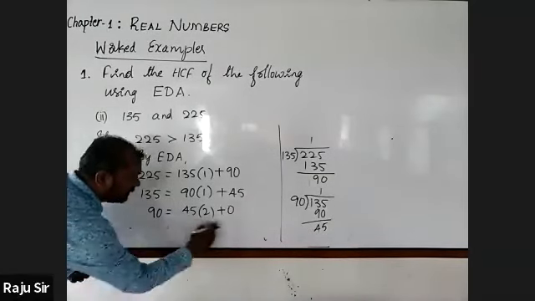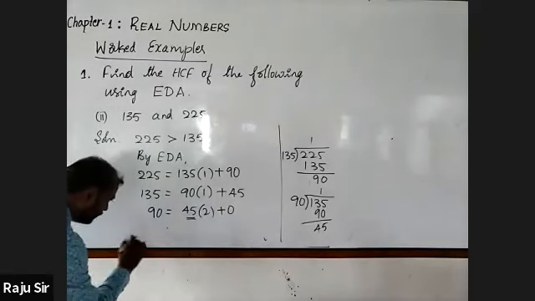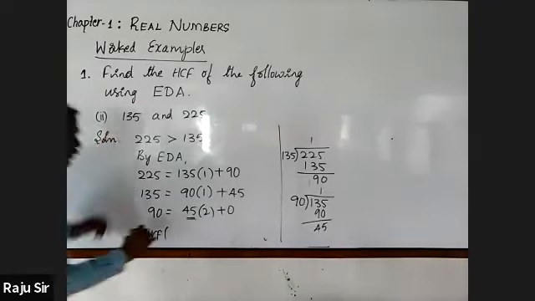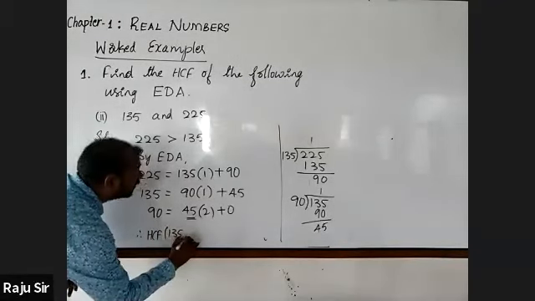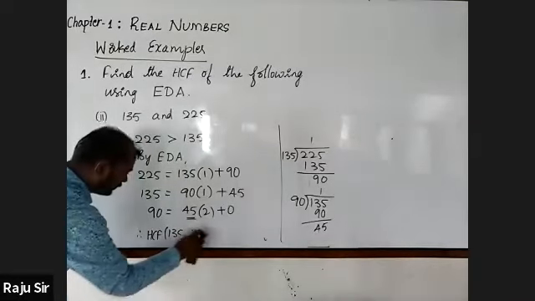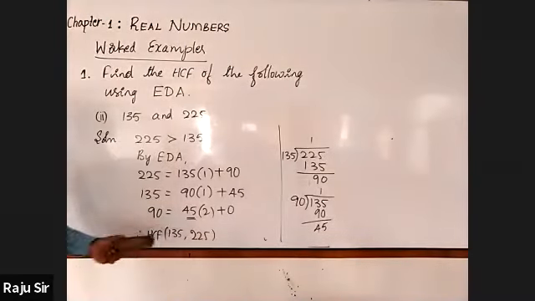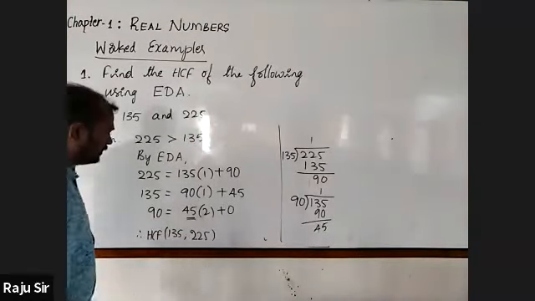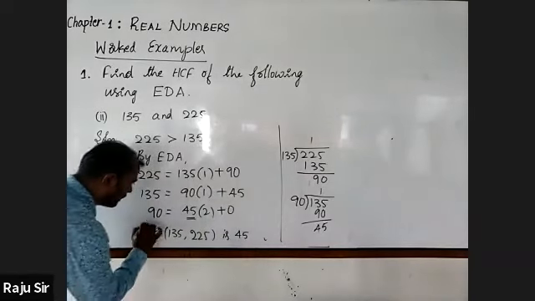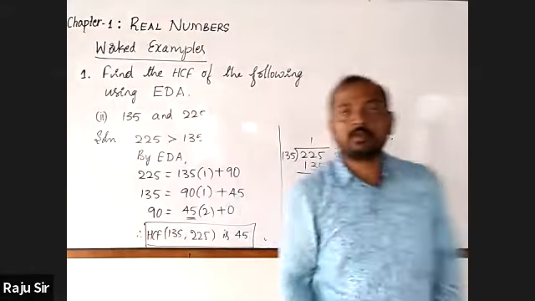Now, as the remainder is 0, the divisor 45 will be the HCF, right? Therefore, HCF of 135 and 225, or 225 and 135, whatever the order may be, is 45. Hope that you have written with me.